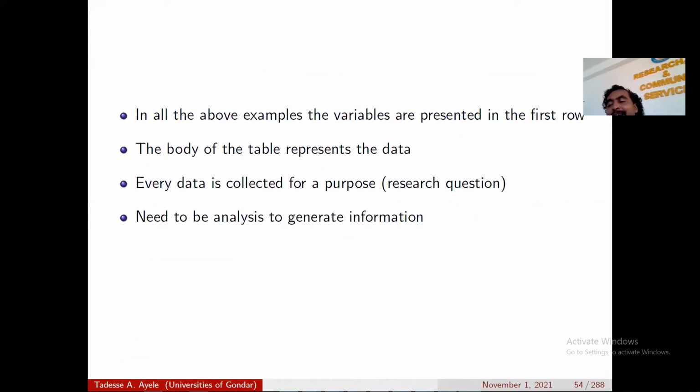Now, to summarize, in all the above examples, the variables are presented in the first row and the body of the tables represents the data. Every data is collected for a purpose. That's a research question. So it needs to be analyzed to generate information.